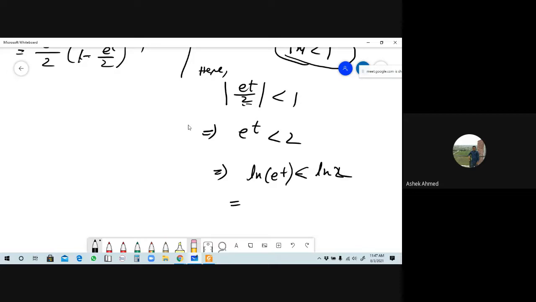Can you remember about this value? ln e to the power t means t into ln e, is less than ln 2. So tell me, the value of ln e is 1. So this is t is less than ln 2. Understand?